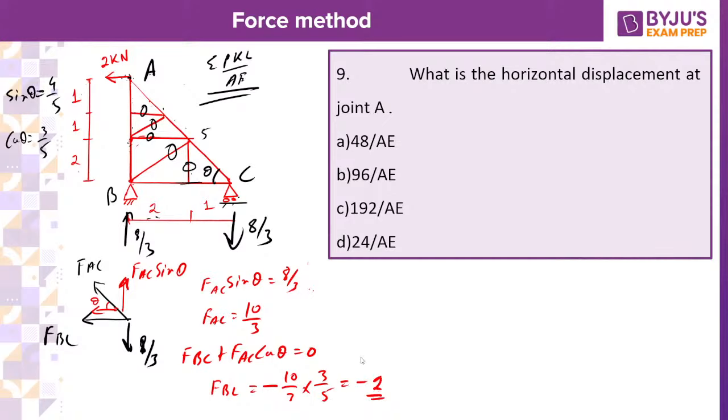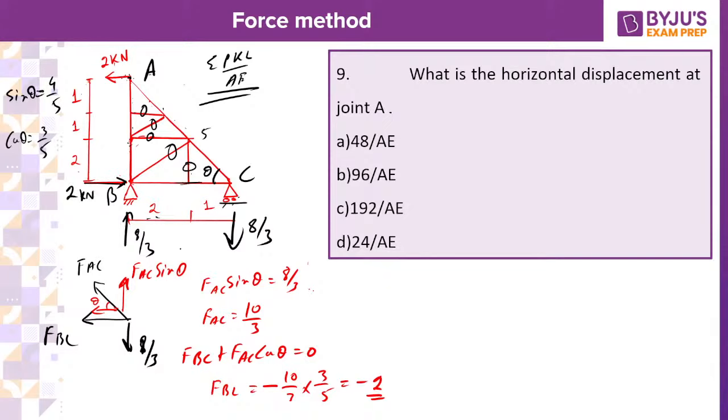Correct? Correct or not? Minus of 2. And here you already know that this is your hinge support, no, 2 kilonewton, so you will get the 2 kilonewton in opposite direction. No need to think about it. This is very sure, 2 kilonewton in opposite direction.